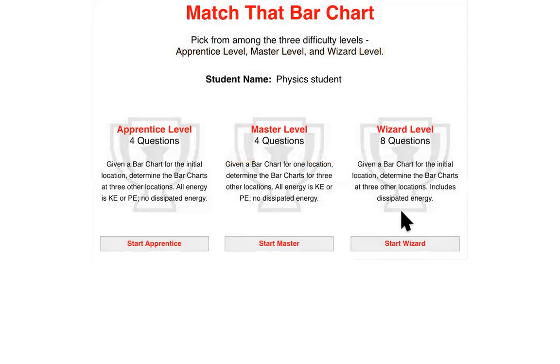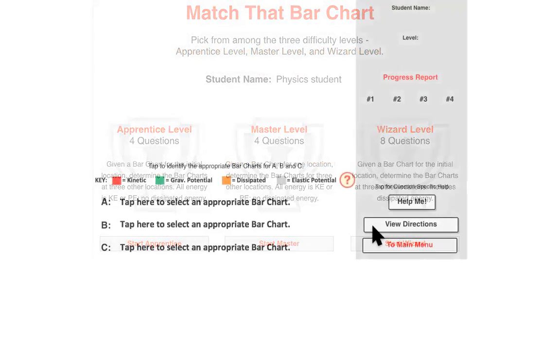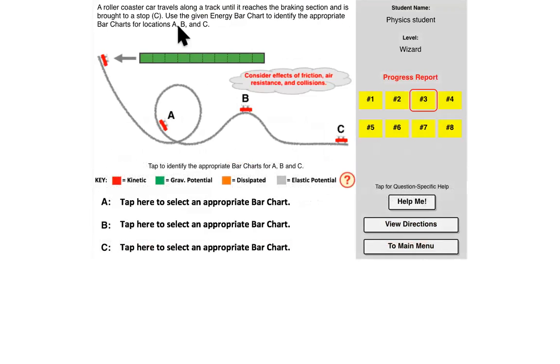All right, now, if you want to try the wizard level, I will show it to you, but it is tricky. So what you're seeing is you're starting out up here with 10 units of gravitational potential because it's green. So I'm going to drop down and go through a series of things where I've got friction, and air resistance, and collisions.